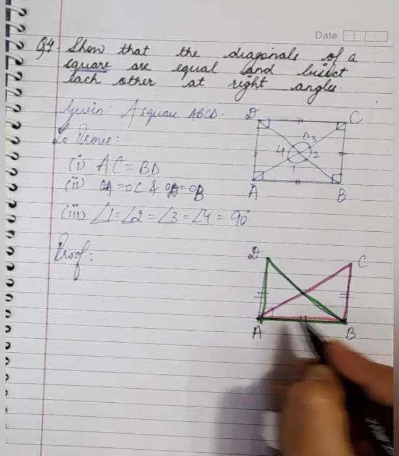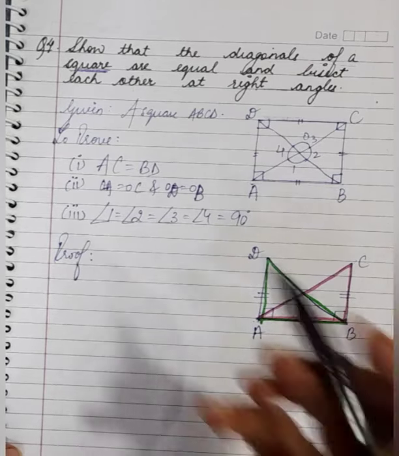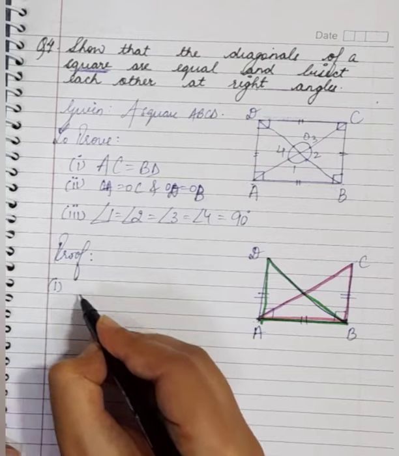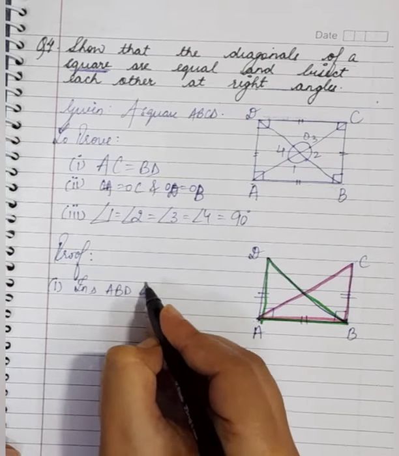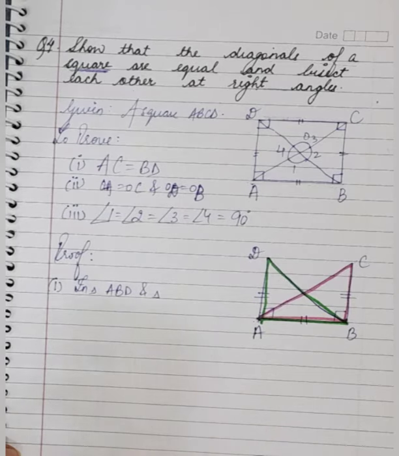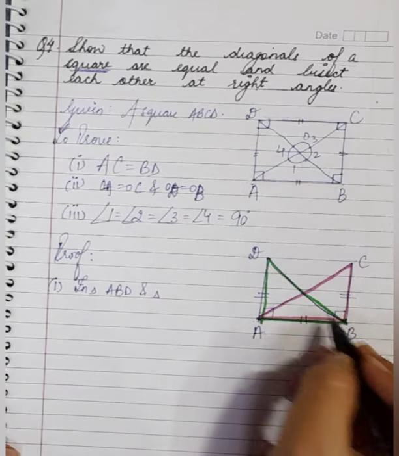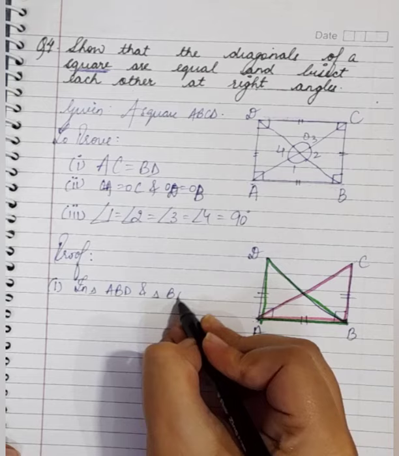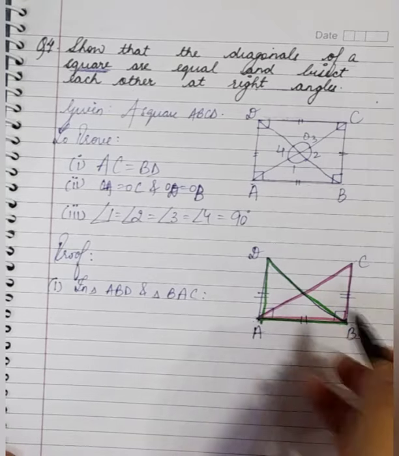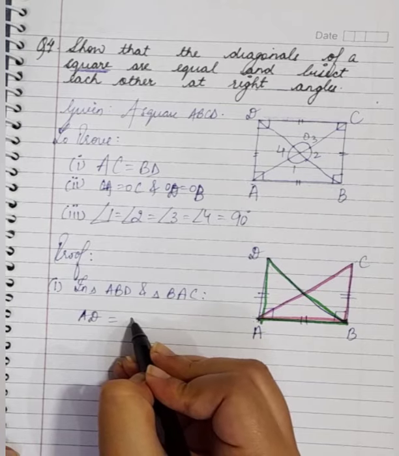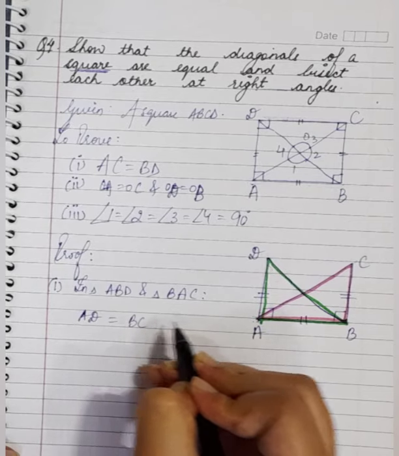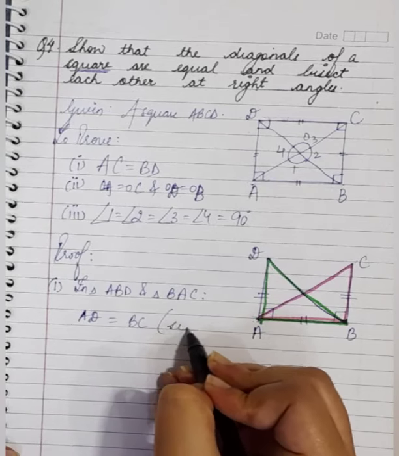Now, first part: in triangle ABD and triangle BAC, that is the green and pink triangles, AD of green is equal to BC of pink. Why? Sides of square.